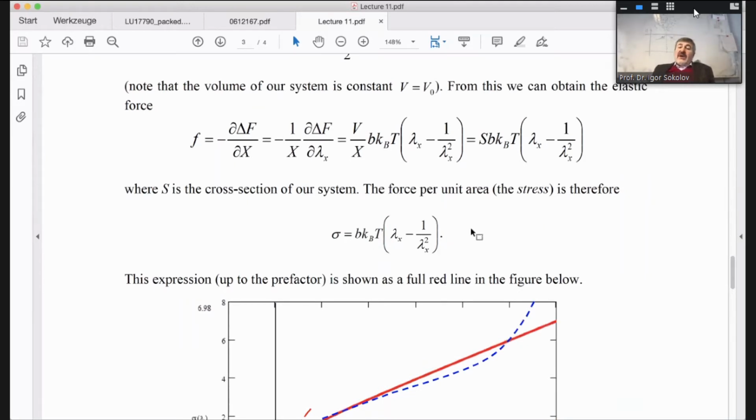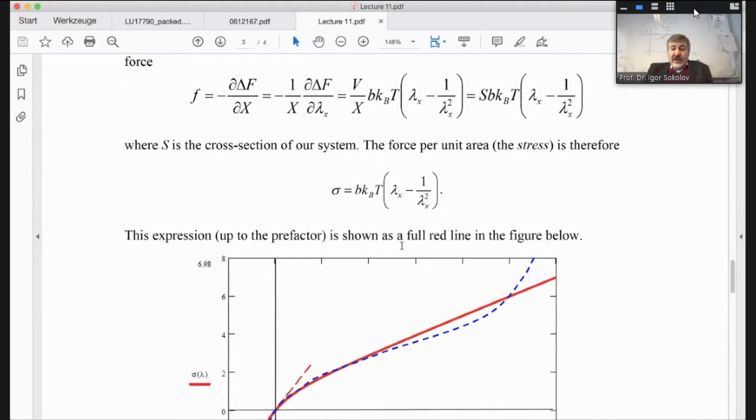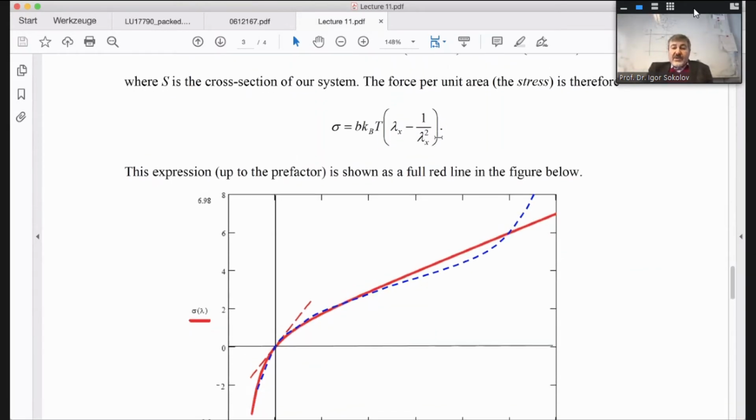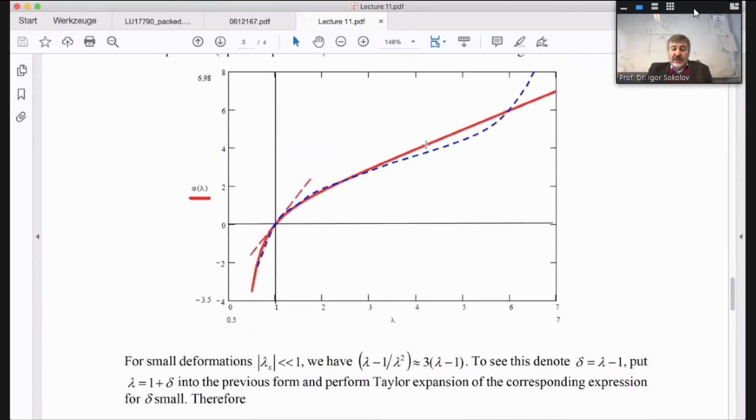So now I have here the force per unit area, which means it's simply force divided by S. It's something like a pressure. It's essentially a dilatational stress in your system. And this gives you the Young's modulus of your system. And this stress has a dependence on lambda x, which starts linearly and then goes with another slope. So how can I see what happens at large elongations, at small elongations?